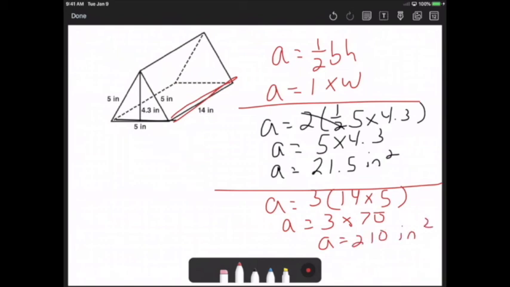Now you need to add them up. And when you add them up, you're going to get 231.5 inches squared.